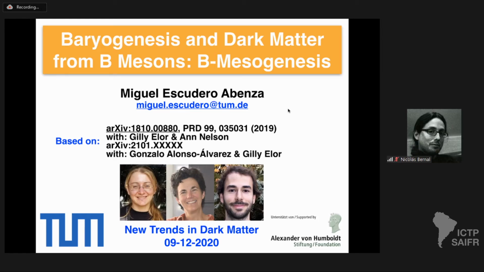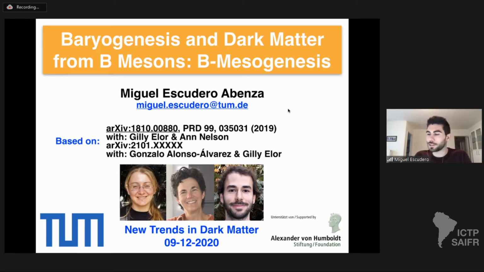Thank you very much for the invitation. It's a pity we cannot all be in Brazil, but the physics is very good regardless of where we are. So what I'm going to discuss in this talk is a new mechanism for baryogenesis and dark matter from the CP violating oscillations and subsequent decays of B-mesons in the early universe, that we have very recently named B-Mesogenesis. Let's see how the name goes.